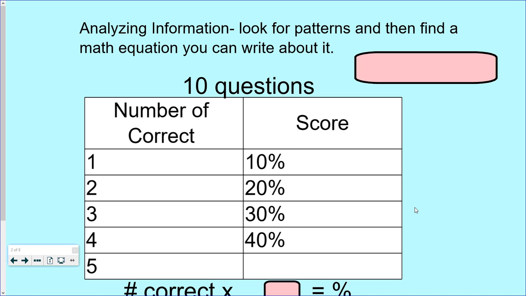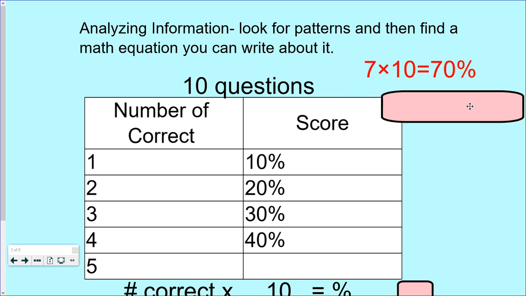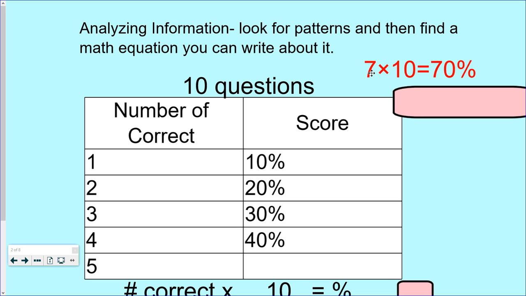So what times 1 gives you 10? What times 2 gives you 20? Hopefully you came up with the number 10. So 10 times a number gives us the score that we would have. So let's say we have a situation on a test and we have 7 correct. Then we multiply that by 10 and we get 70%. That's based on 10 questions. So if I had a 10 question test or quiz and I got 7 right, I'd multiply that by 10 and I'd find out that I would get 70%.